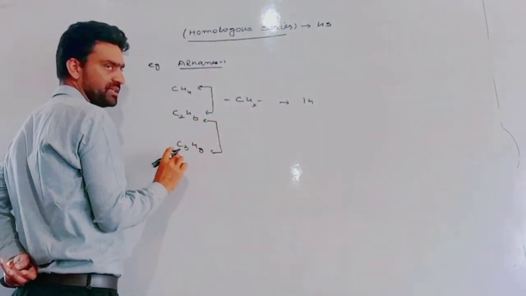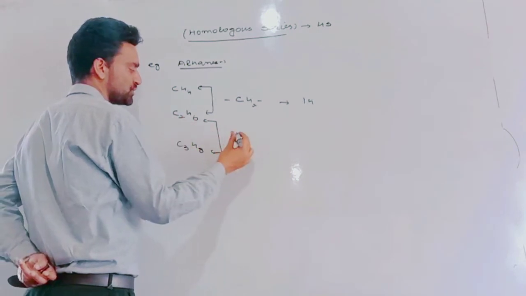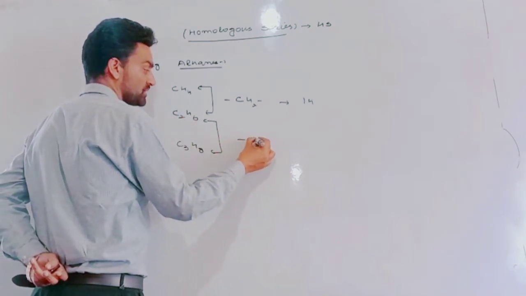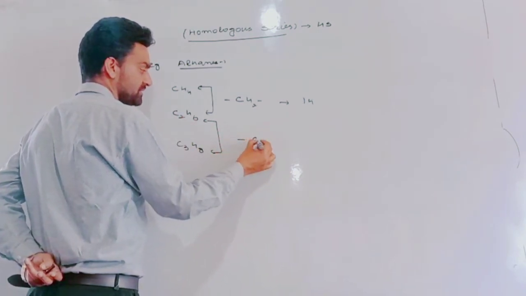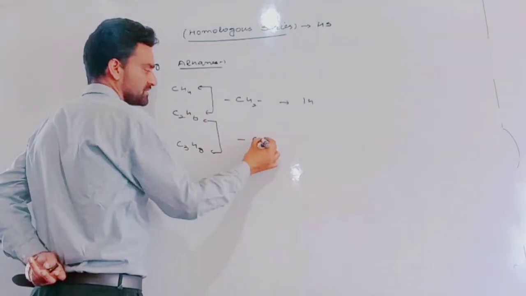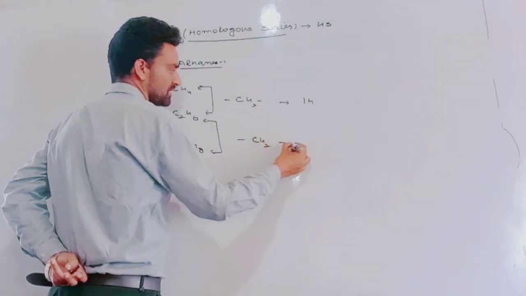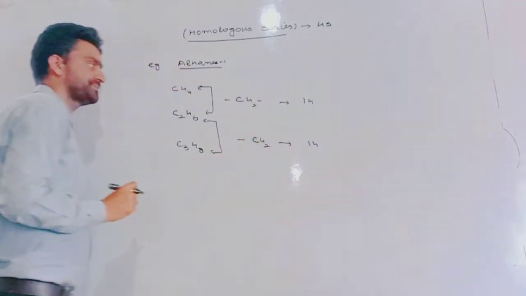See the difference here. How many carbon? 3. How many carbon? 2. What is the difference? 3 minus 2, it is 1. Clear? 8 minus 6, 2. Or it is 14 mass unit. Clear?